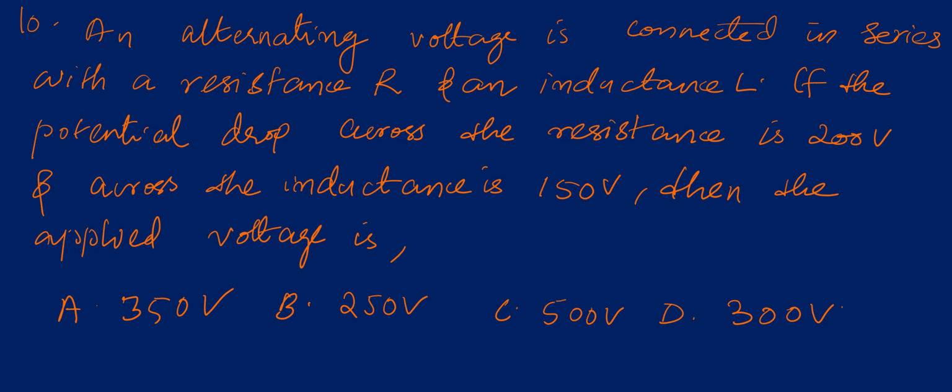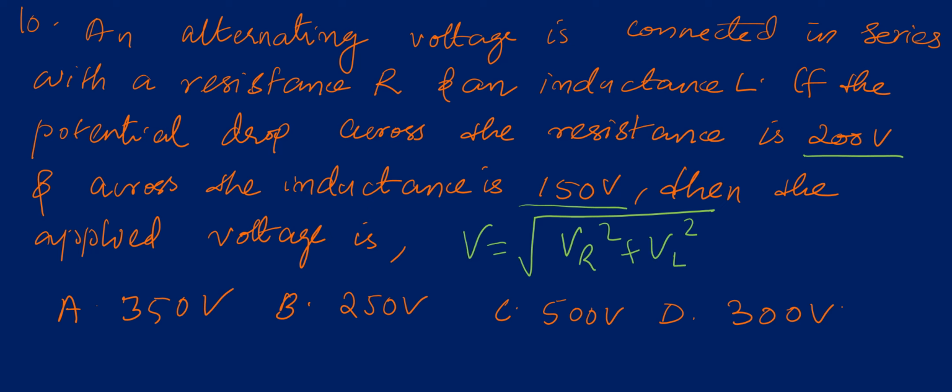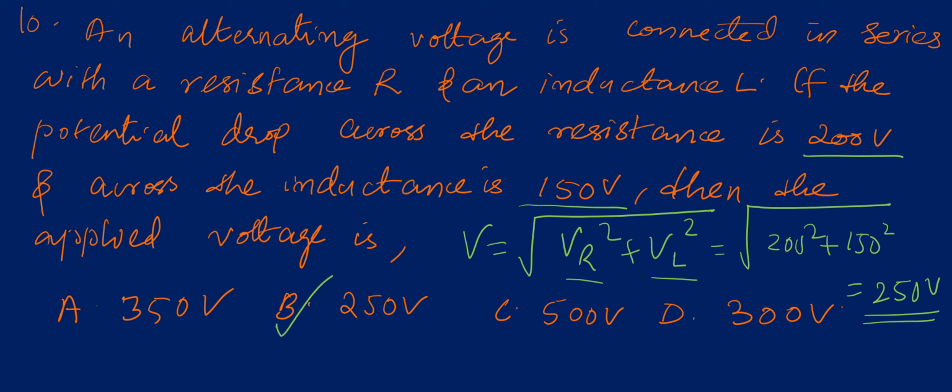An alternating voltage is connected in series with a resistance R and an inductance L. If the potential drop across the resistance is 200 volt and across the inductance is 150 volt, then the applied voltage we can write as square root of VR square plus VL square, since resistor and inductance are there. So it is square root of 200 square plus 150 square. So you will get 250 volt. So option B is the correct one.